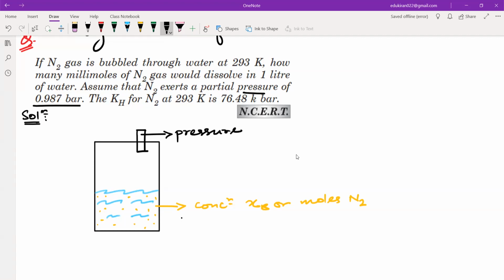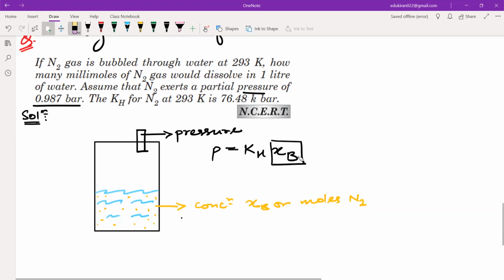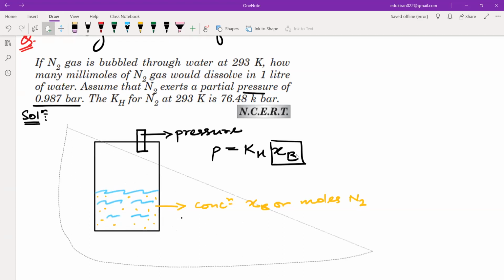Okay, it is given here. So you can directly apply P is equal to KH into chi b. From there you will get the mole fraction, and after getting the mole fraction, we will be calculating the number of moles or millimoles of N2.